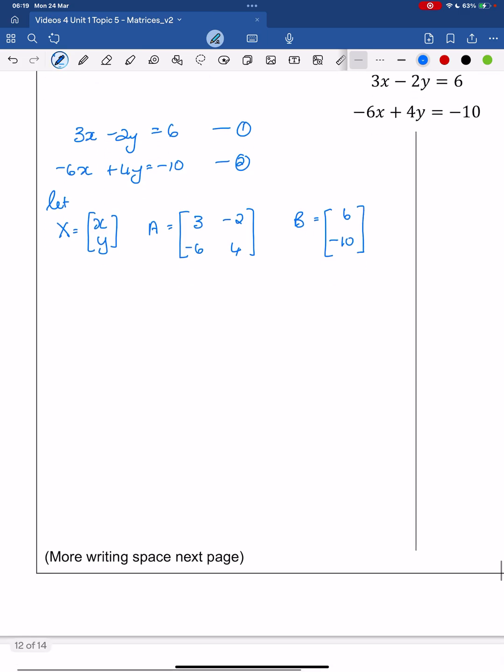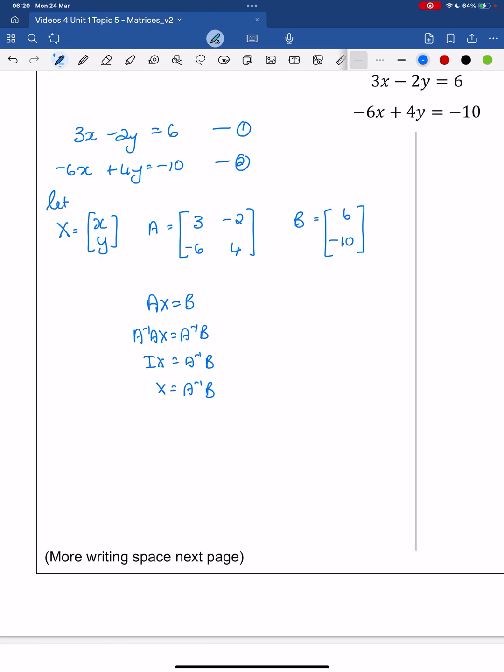Now we're going to show our matrix algebra. So AX equals B. A inverse AX is A inverse B. IX is A inverse B, and X is A inverse B. We always show that. Now, in order to find the inverse of A, remember the inverse of A is 1 over the determinant of A multiplied by D, negative B, negative C, A.